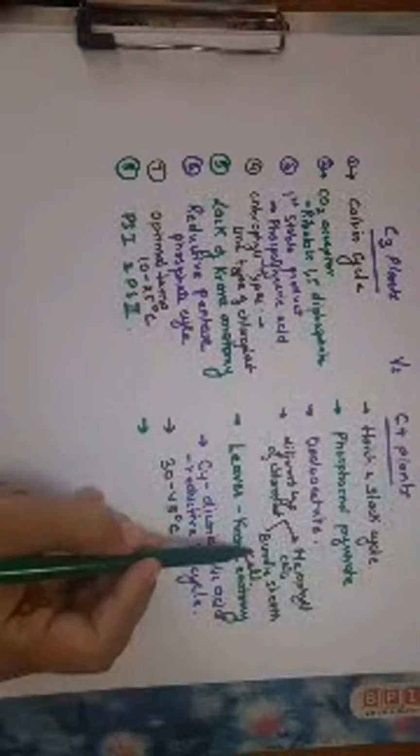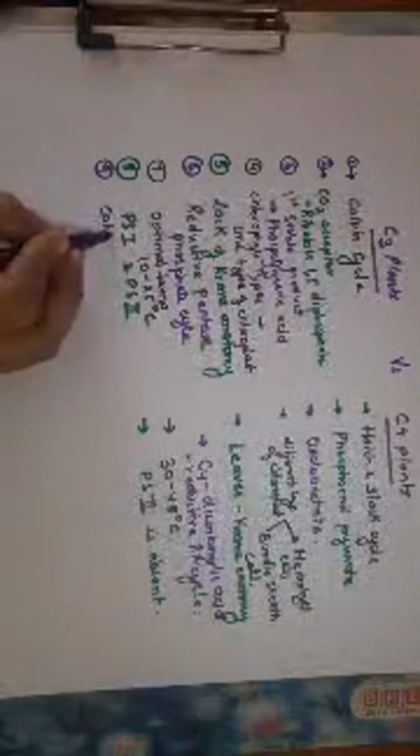Now let's talk about the photosystem. In the C3 plant, in each chloroplast there will be photosystem 1 as well as photosystem 2, whereas we already discussed that in the bundle sheath cell of the C4 plant, they will lack the grana. So in bundle sheath cell only, photosystem 2 is absent in case of C4 plant. This is the 8th difference.